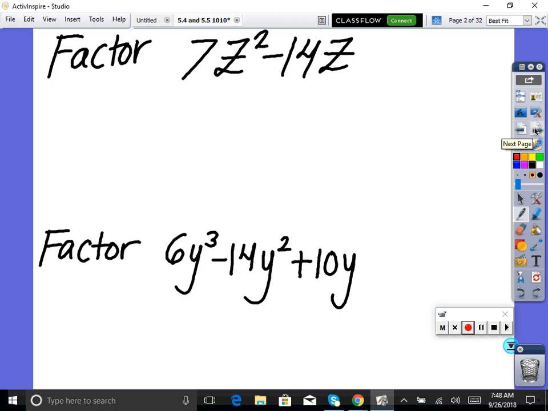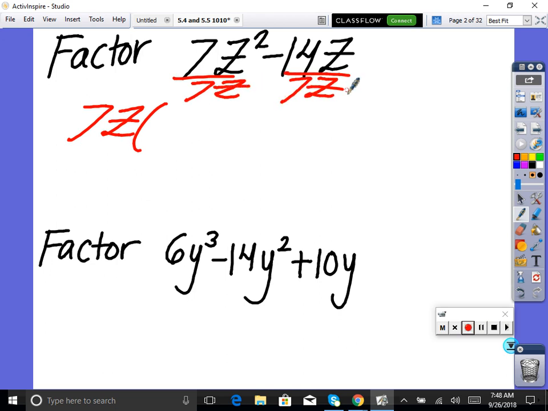Okay, so what would we pull out in this one? 7z. So you'd write it, then divide by 7z, divide by 7z. I highly recommend writing that, but make sure you actually write 7z. I always have people, once they start going, just say, oh, divide by 7z, and then the 7z evaporates into thin air. Well, it's got to be somewhere, so it's on the outside. Now, 7s divide out. z squared and z divide out to become a z. Moving on, negative 14 divided by 7 is negative 2, and my z's are gone.